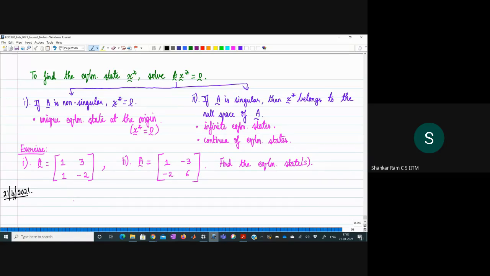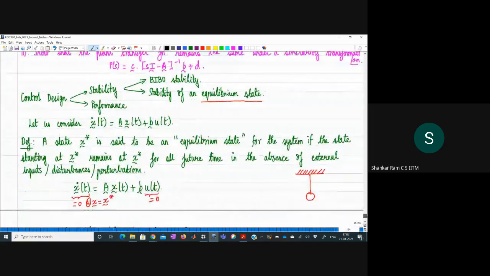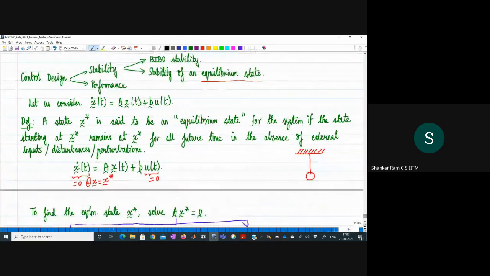Just to start the class with a quick recap of what we were doing. If you recall, we were looking at the state space realization, and we were looking at what is called an equilibrium state. We define a state x star as the equilibrium state for a dynamic system if the system starts at x star and remains at x star for all subsequent time in the absence of any external input or disturbance. Okay, so that's when we call x star an equilibrium state.